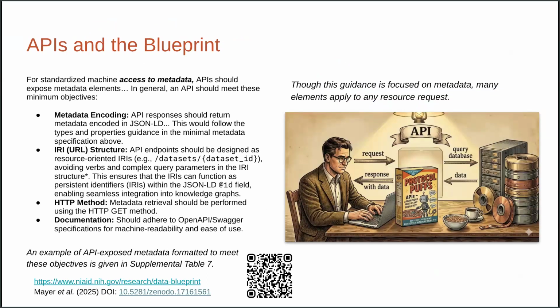So if we look at APIs in the blueprint, I won't spend a huge amount of time on this because these are all details that we're going to go into in the following slides. We are going to talk about different ways in which metadata can be encoded, or just data in general. We'll talk about the structure of the URL and the impact that can have on things like caching, persistence, or maintenance of those. We'll talk a little bit about HTTP methods and how that changes things. And then also documentation of APIs and what we can do with that documentation.